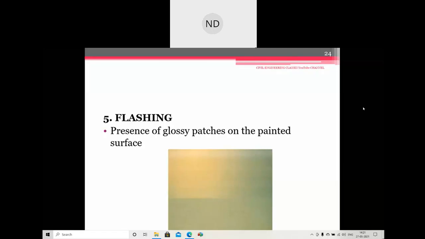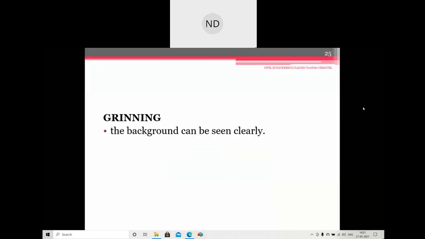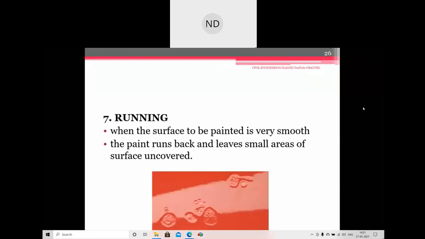Now, coming to flashing. It means there is a presence of glossy patches in the painted surface due to some poor workmanship, some cheap paint, or due to weather conditions. Next kind of defect is the grimy. Grimy means that we can see the background or the surface that was painted clearly even after painting. That is called grimy.